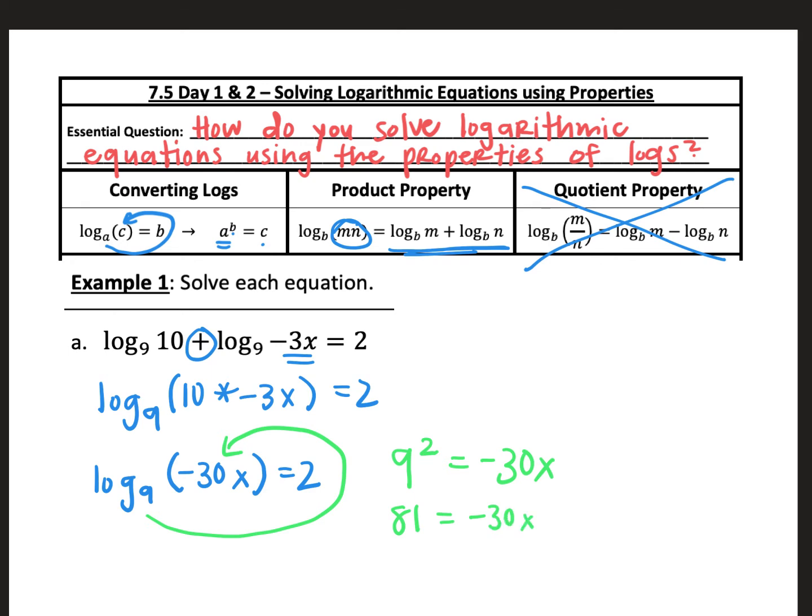From here, we need to get x by itself, so we'll divide both sides by negative 30. Sorry, I'm going to do my work up here. When I do that, we get x equals negative 81 over 30. Again, you can simplify this, either put it in your calculator and get a decimal, or simplify your fraction.